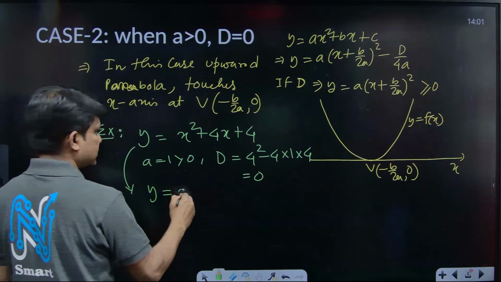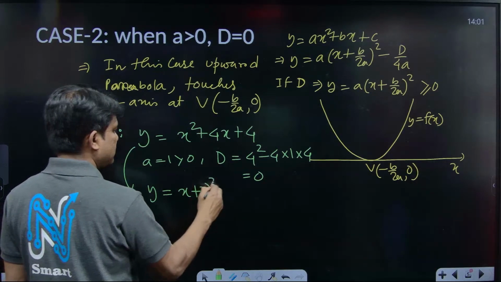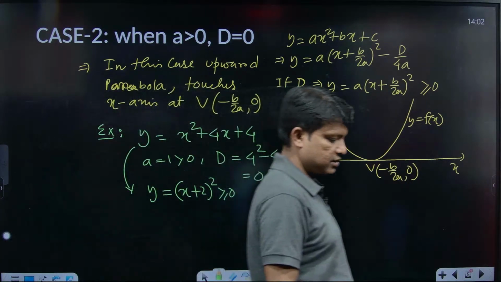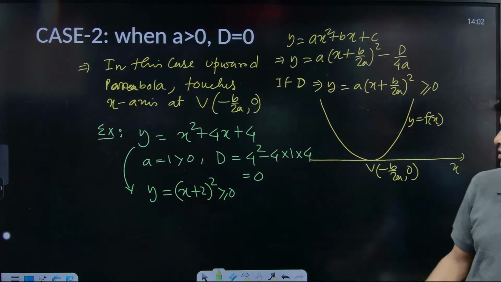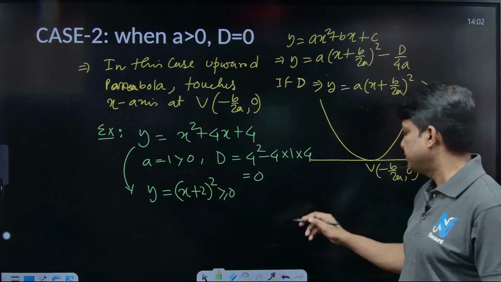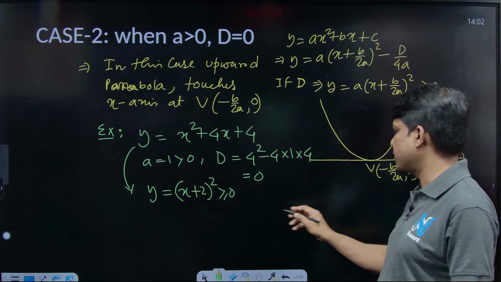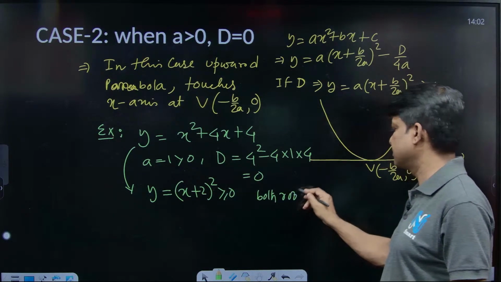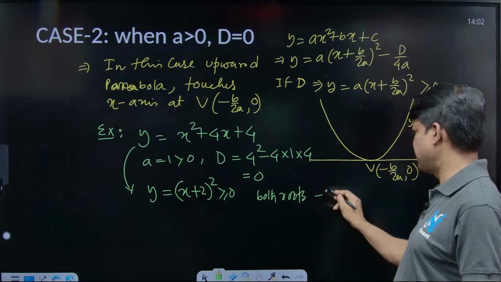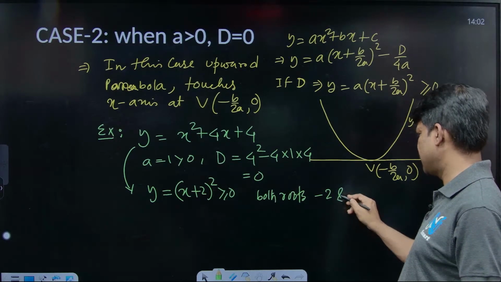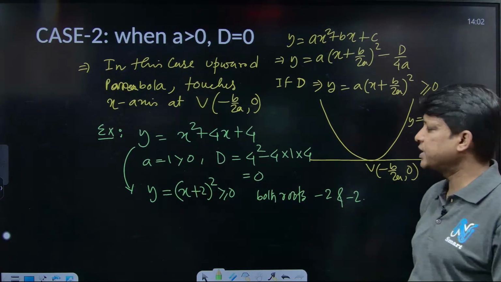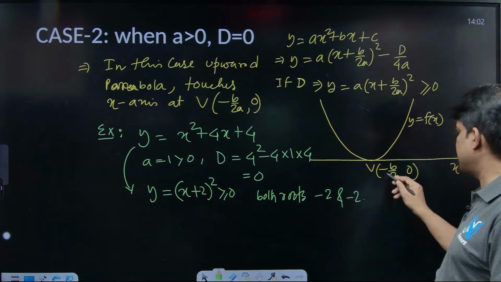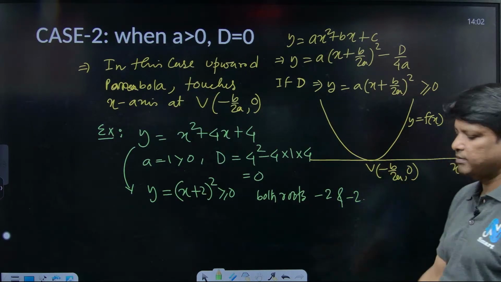y equal to x plus 2 whole square. This is always greater than or equal to 0. When x equal to minus 2, y equal to 0. That means x equal to minus 2, both roots are minus 2 and minus 2. So both roots are equal, and the minimum value in that case is 0, because D equal to 0. That means the vertex point is minus 2 comma 0.